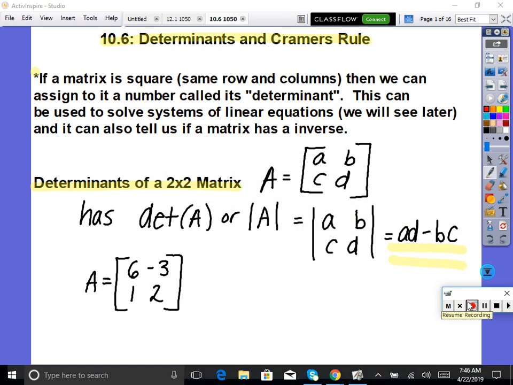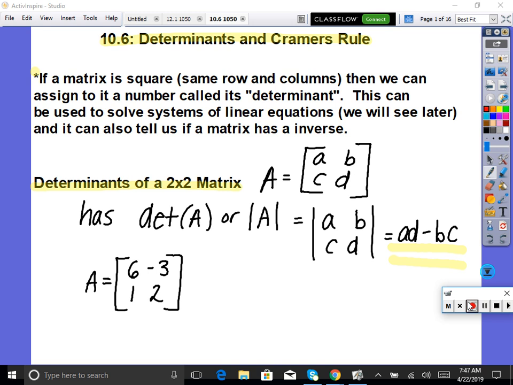Finishing up everything that we need to know for this unit test with matrices. So it's the last thing we have to know with matrices, and it's called determinants, and then using determinants with Cramer's rule. So if a matrix is square, remember square means same row and column, then we can assign to it a number called its determinant. Now this number, this determinant, can be used to solve systems of linear equations, which we will see later.